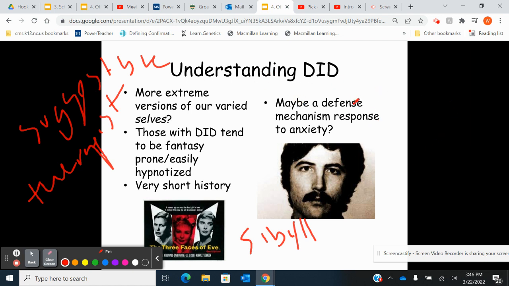The other question is, this might just be a defense mechanism as a response to anxiety. They may simply create these and be aware of the multiple different personalities as a way to protect themselves from anxiety.